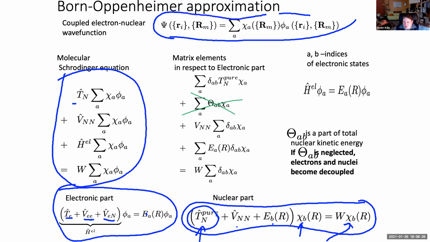And this is quite a reasonable practical approach. So my goal is to arrive at these two independent Schrodinger equations, one for only electronic degrees of freedom and another only for nuclear degrees of freedom. And the rest in this slide is the connection between these two.